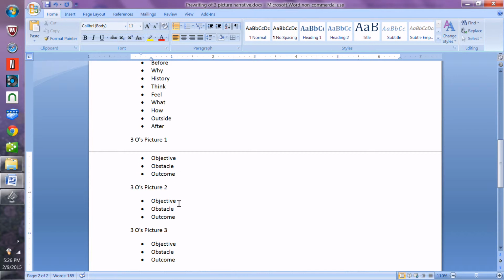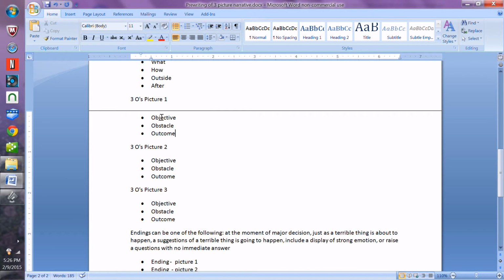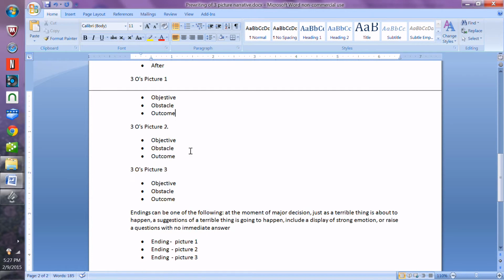And you're going to pick the second picture and have an objective. So here his objective would be to strengthen his hands. His obstacle would be that his hands are shaking from after effects of an accident, and his outcome would be that he has found some strengthening exercises. So you're going to have to think these through before you even start writing.